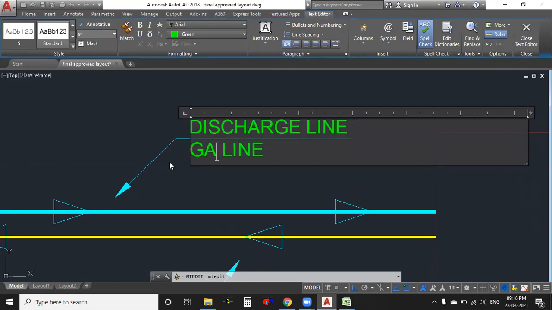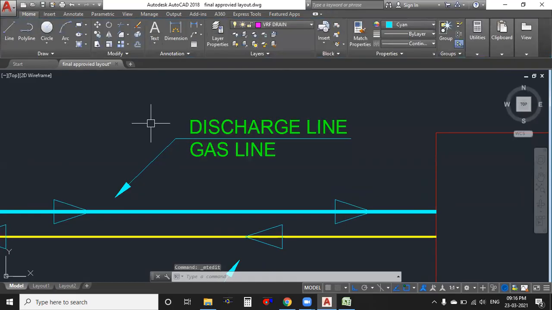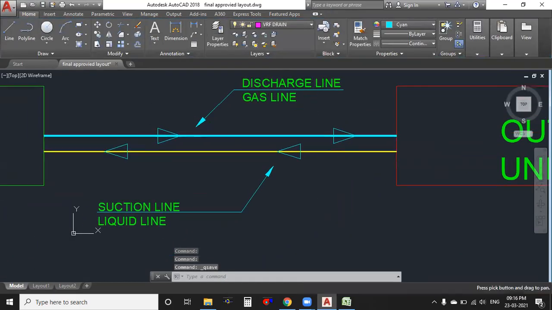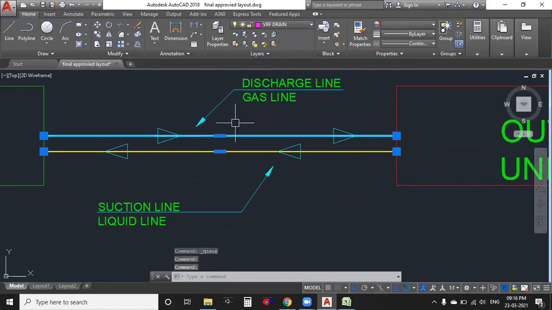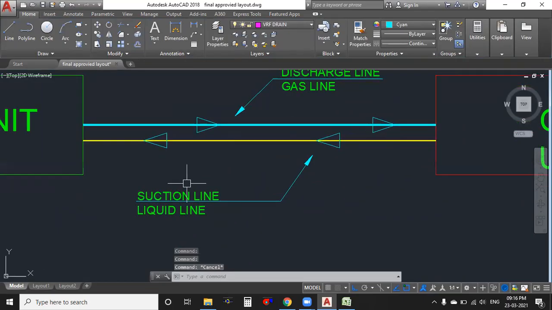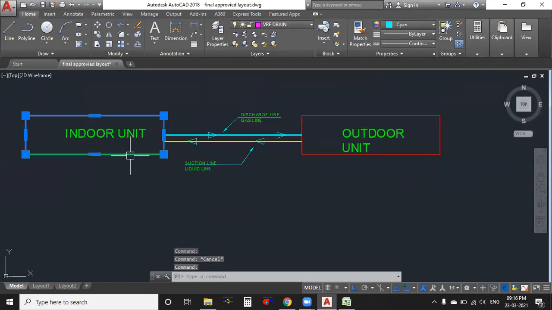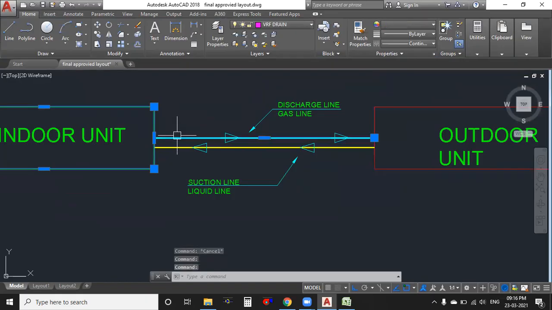Or gas line. So in any refrigerant system, the liquid line will be a small pipe and the gas line will be a big pipe. Suction means the indoor unit is sucking refrigerant from the outdoor unit. After that, the same indoor unit discharges refrigerant from indoor to outdoor unit. So this is actually a recirculation process.